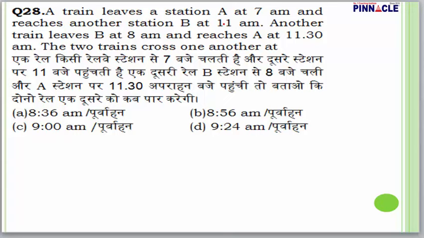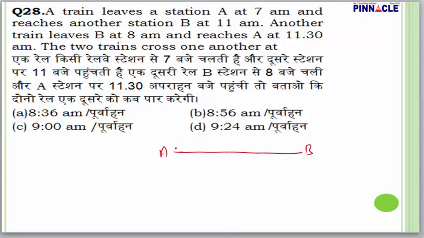Next case, question number 28. A train leaves station A at 7 a.m. and reaches another station B at 11 a.m. Another train from B leaves at 8 a.m. and reaches A at 11:30 a.m. The two trains cross one another. We have to find when these two trains will cross each other.